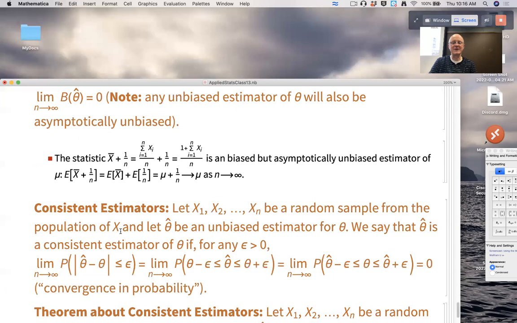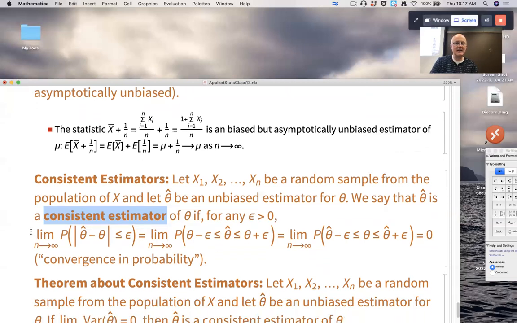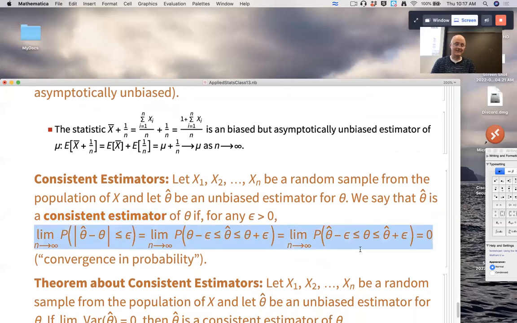All right, here are the most important definitions for today. Consistency and efficiency. Let's start with consistency. Consistent estimator. Same setup, x1 through xn is a random sample from the population of x. Theta hat's an estimator. We are going to assume it's unbiased to start with in this definition. That's what this textbook does. Could we come up with a similar definition if it's not unbiased? I won't get into details. I won't worry about it. We say it's a consistent estimator for theta if this equation is true. Yeah, that's not so pleasant.